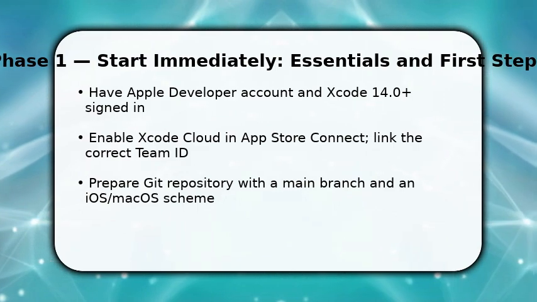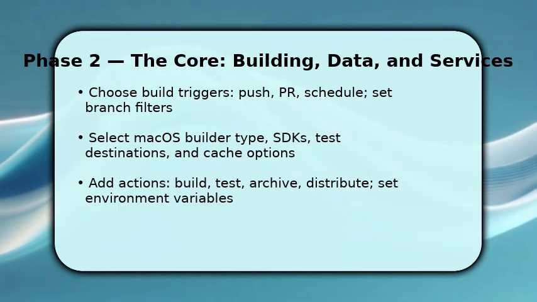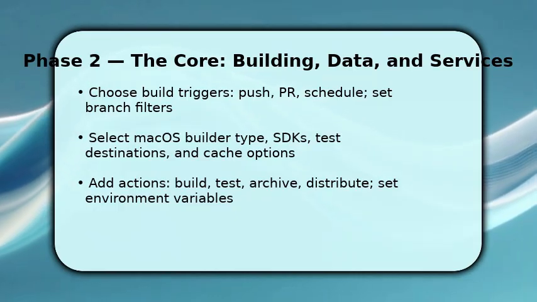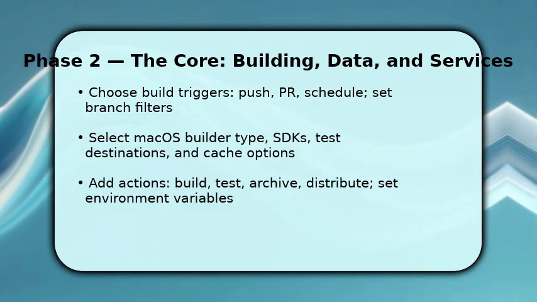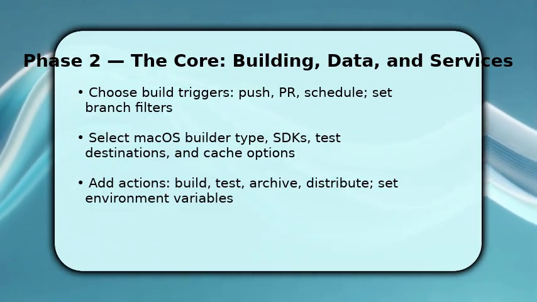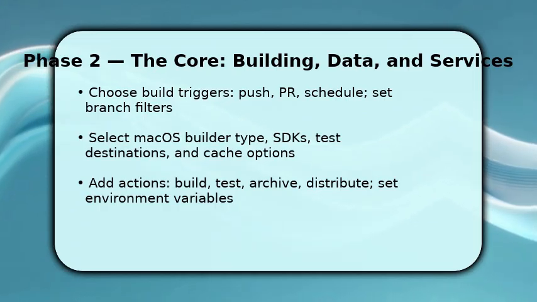Once the wizard opens, configure a workflow that matches your cadence. You choose triggers: push, pull request, or schedule, and narrow them to specific branches or tags so only intended commits run. Then pick a macOS builder, target SDKs, and simulator destinations for tests. Enable caching to speed repeated runs.